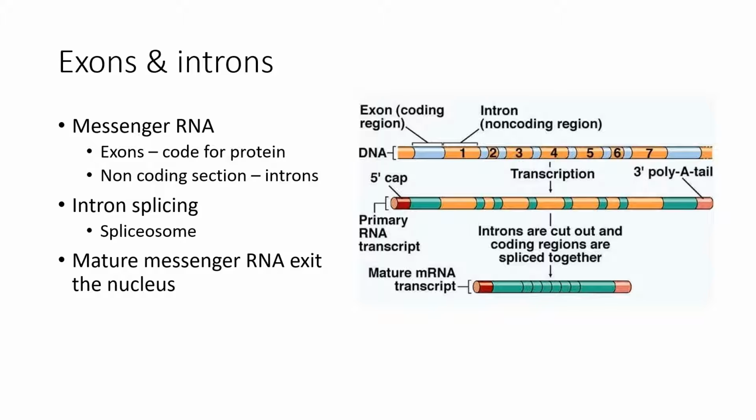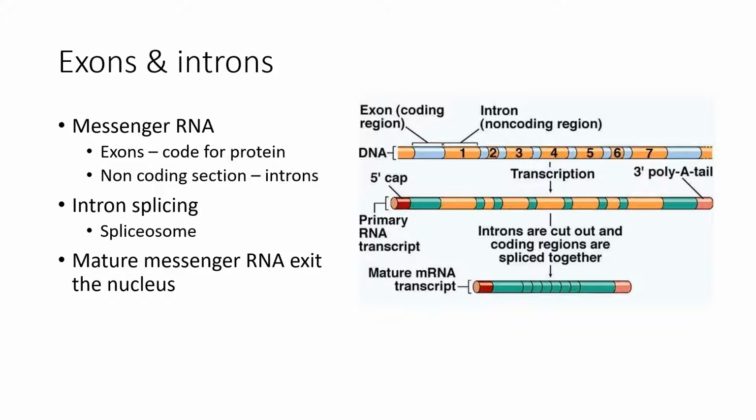The strand of messenger RNA that is made during transcription includes regions called exons that code for protein and non-coding sections called introns. In order for the messenger RNA to be used in translation, the non-coding introns need to be removed and modified, such as a 5' cap and a 3' poly A tail are added.